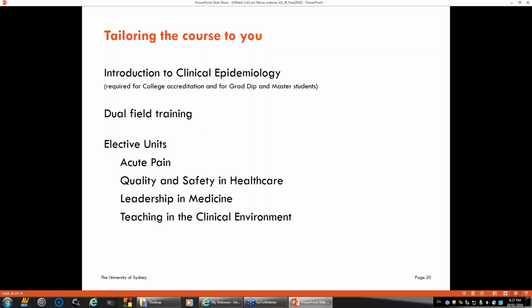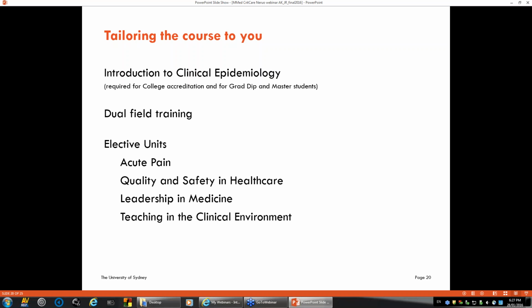However, despite having come up with a couple of pathways depending on where you work, we would really like our students to tailor the course to suit their requirements. The Introduction to Clinical Epidemiology subject is available and is highly recommended, and indeed it's a requirement for college accreditation for students undertaking the graduate diploma or the master's study, certainly for ANZCA, and it is as well for the Emergency Medicine College.